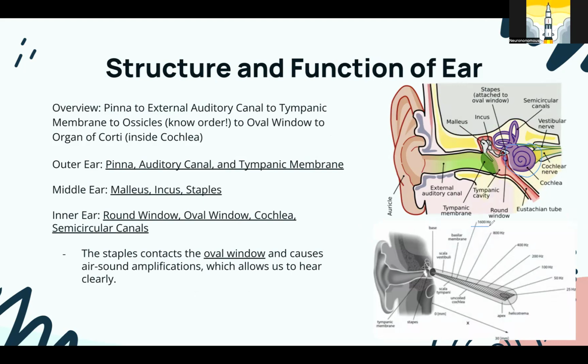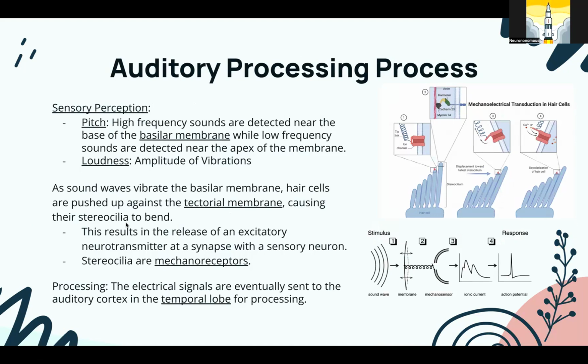You see how higher frequencies are near the base. Think about the base as the foundation, the bottom of the membrane. And then the apex is like the top. Think about apex predator: top, top, top. So that's where the lower frequencies are going to be processed. And then in terms of loudness, we really just take a look at the amplitude of vibrations, and that relates to how strongly the hair cells are vibrating.